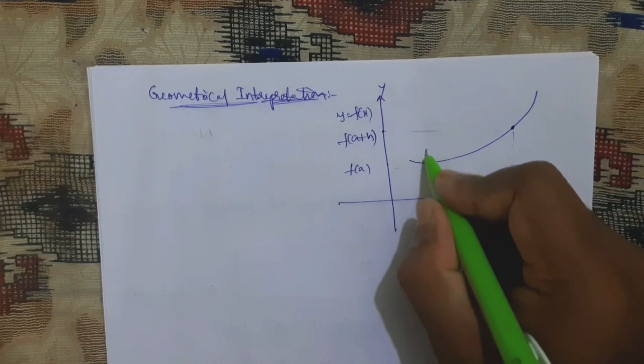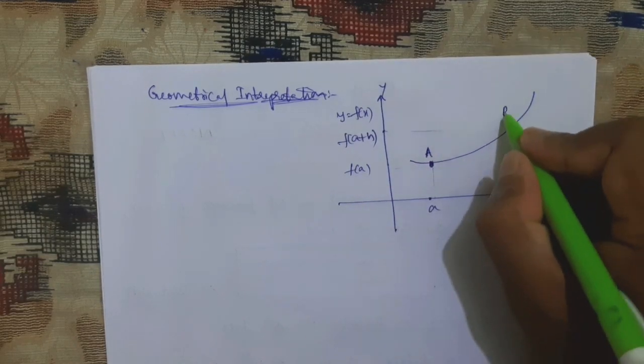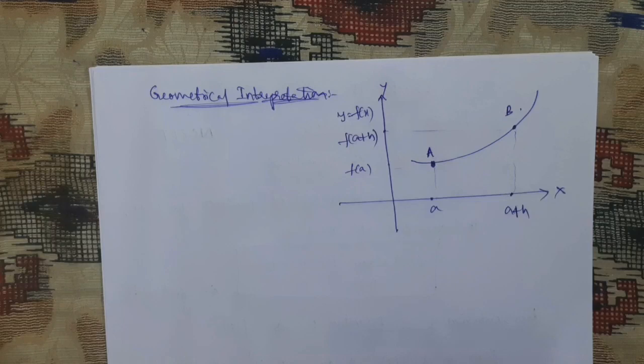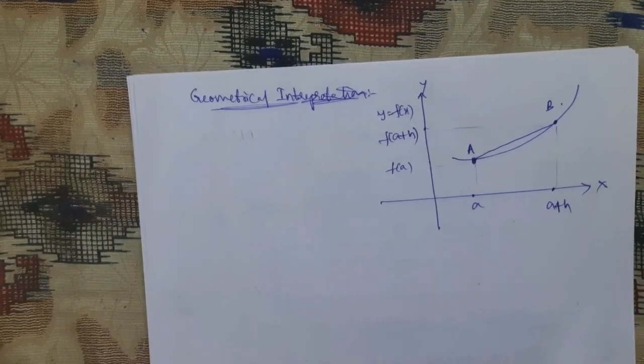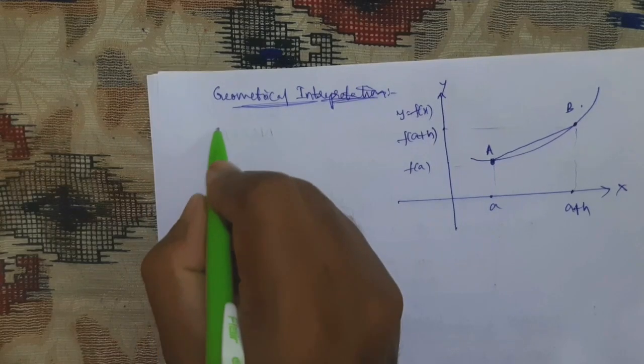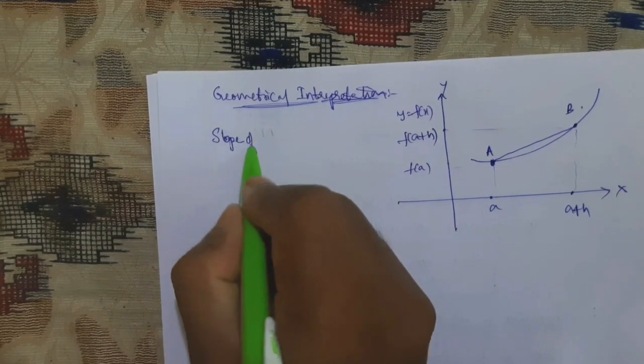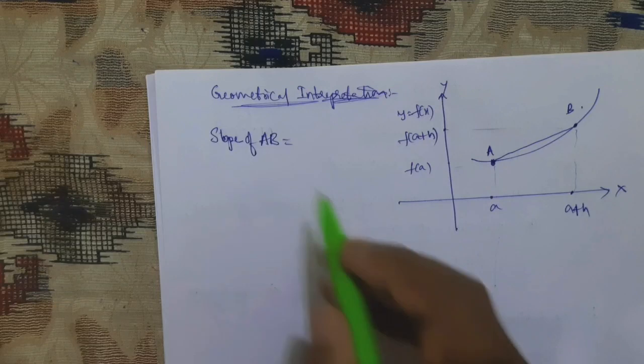Okay, this I am considering as point A, this I am considering as point B. For example, this is a chord. From that figure we can find the slope of AB.